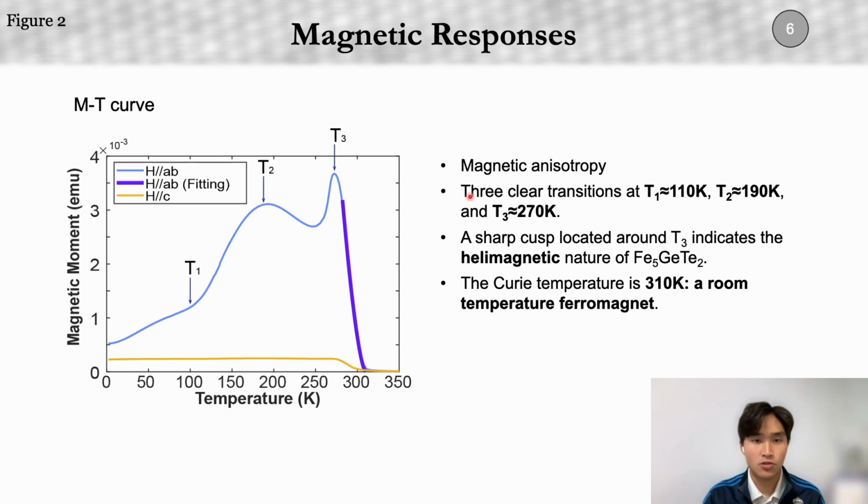In figure 2, I'm going to talk about the magnetic response. It is the M-T curve measured by SQUID. First, we can see obviously that the material shows magnetic anisotropy. Also, there are multiple transition points which correspond to different underlying magnetic mechanisms. The most important part is that its Curie temperature is 310 kelvins. So it's a 2D ferromagnet at room temperature, which is really rare.